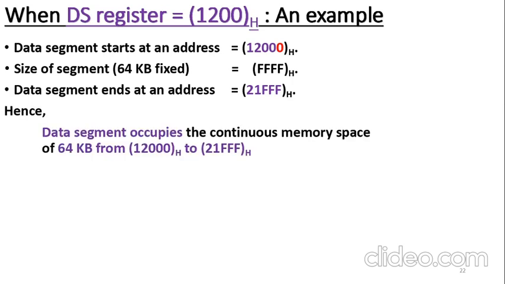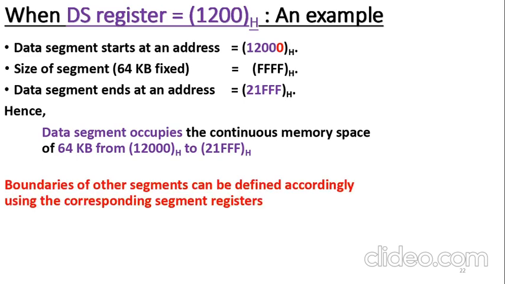Okay, so that conclusion has been written here. Hence, data segment occupies the continuous memory space of 64 kilobyte from 12,000 hexadecimal to 21FFF hexadecimal. And this is the way that segment boundaries of other segment can be defined. Other segment register can be appropriately loaded with 16-bit value, and accordingly those corresponding segments and their boundaries will be properly defined. The logic is very simple.